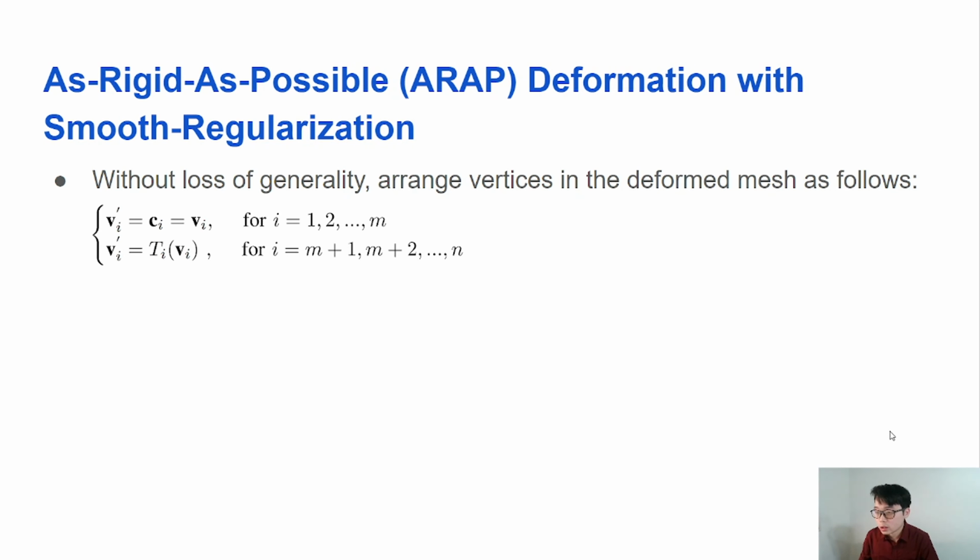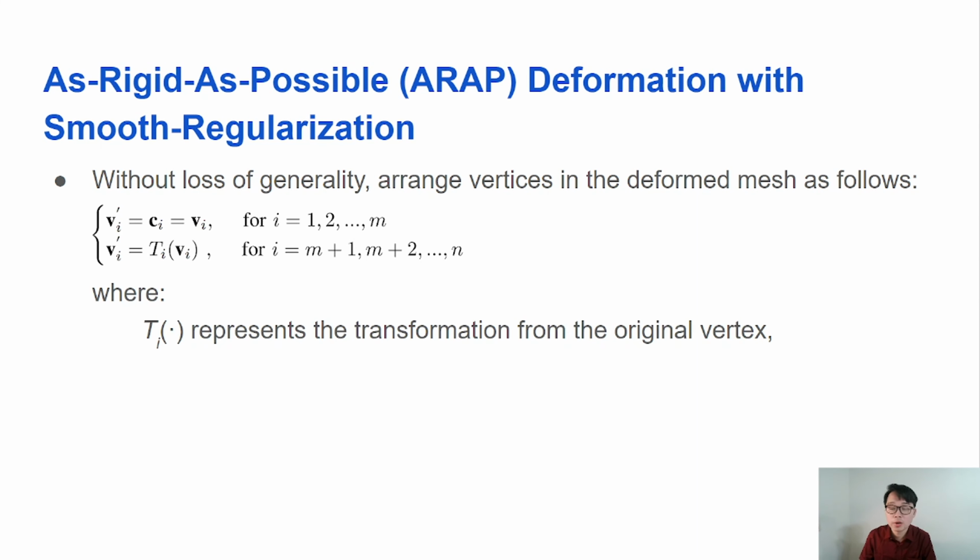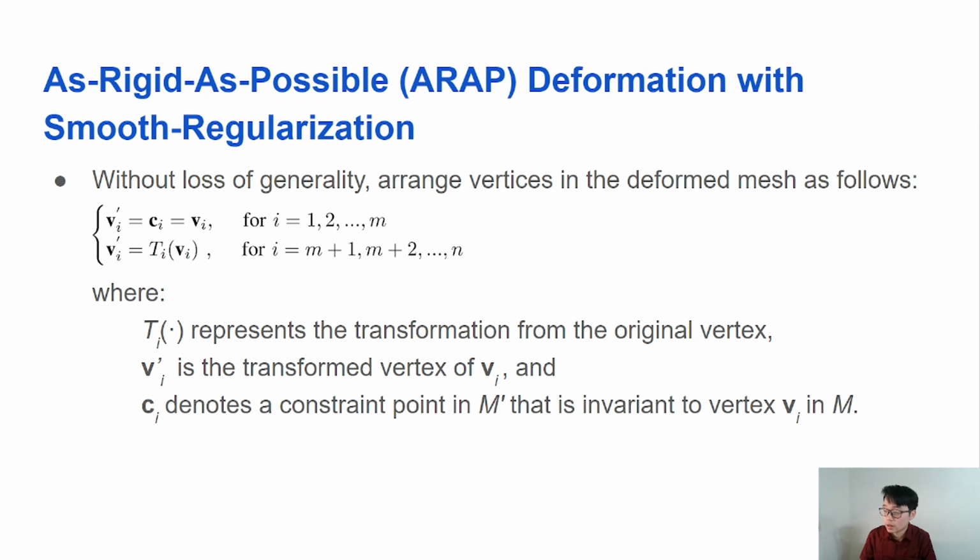Without loss of generality, we arrange the vertices in the deformed mesh M prime as follows. The first m vertices are constrained vertices, which are invariant to the vertex v_i in the original mesh M, and the rest of the vertices are the transformation of the original ones. It is represented as T_i, which is the transformation of the original vertex from the original mesh.